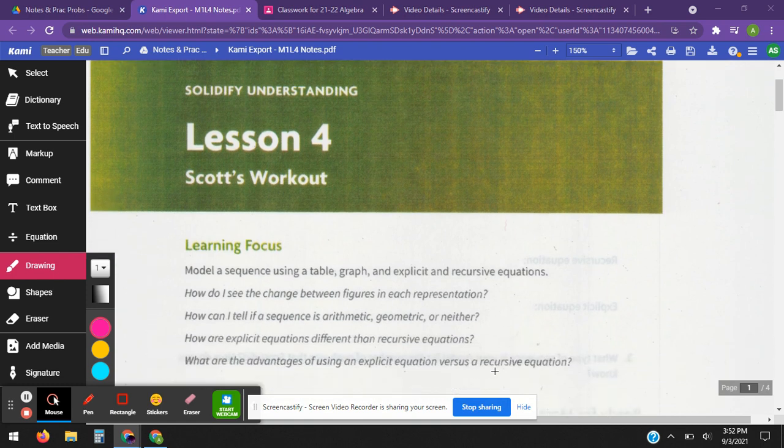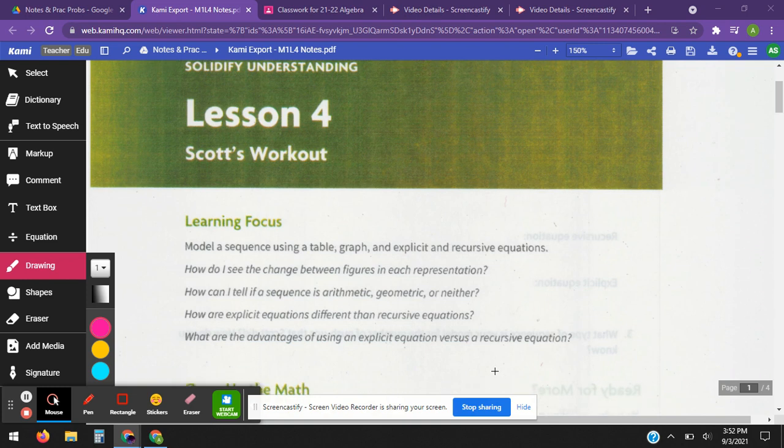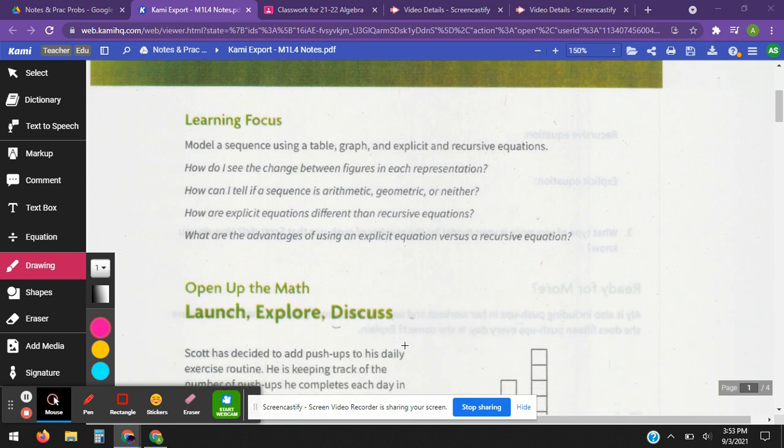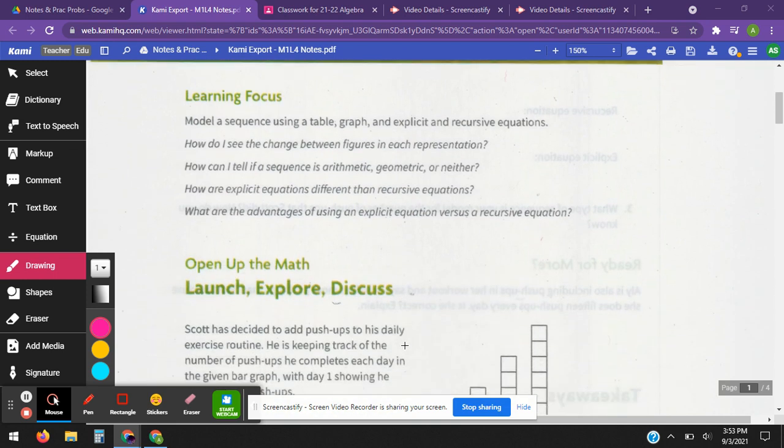The learning focus for this one is modeling a sequence using a table, graph, and explicit and recursive equations. So how do I see the change between the figures in each representation? How can I tell if the sequence is arithmetic or geometric or neither? How are explicit equations different than recursive? What are the advantages of using an explicit equation versus a recursive equation? Those are the things we're going to be looking at as we go through it today.